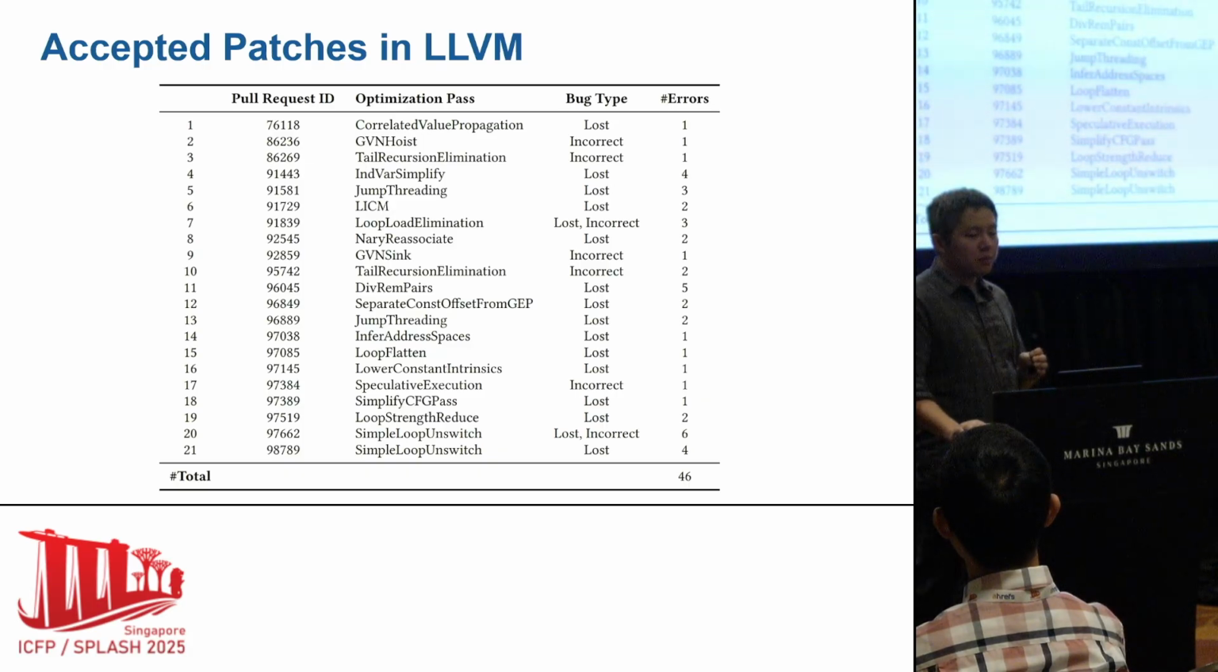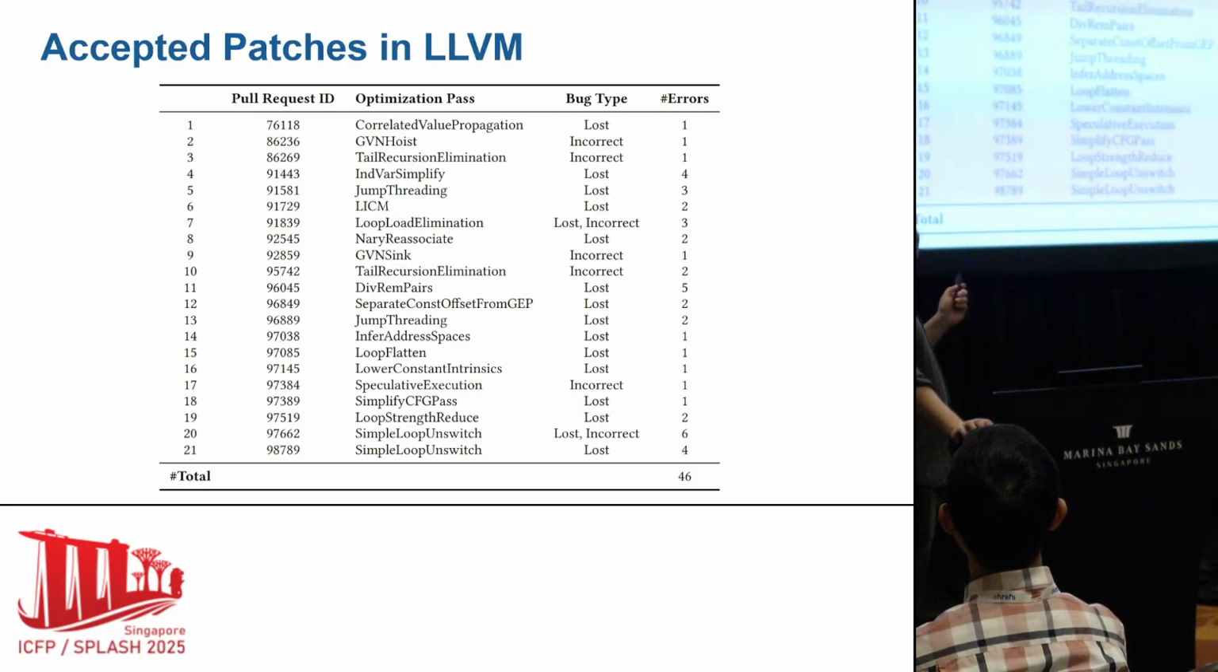So this table summarizes our results. In roughly 6 months' time, we have successfully found 46 LLVM bugs related to debug information updates. And most importantly, I think that's the most attractive aspect of our work, is that we can not only find 46-ish bugs, but we can also propose 46-ish patches. And all of the patches are accepted by LLVM developers.